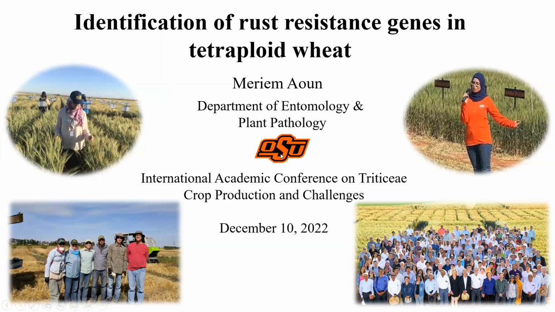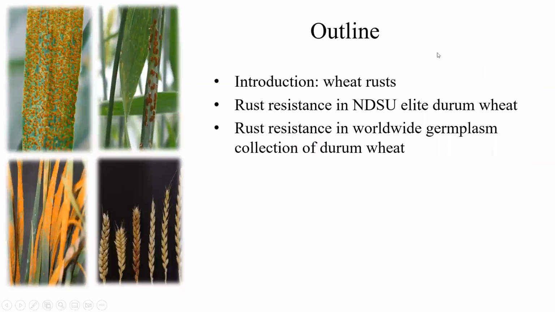This is the outline of my talk. I will start by giving a brief introduction on the three rust diseases: leaf rust, stripe rust, and stem rust. And then what I did to identify resistant genes in the NDSU elite durum wheat genotypes. And then what I did to bring in new sources of resistance from worldwide germplasm collection of durum wheat.